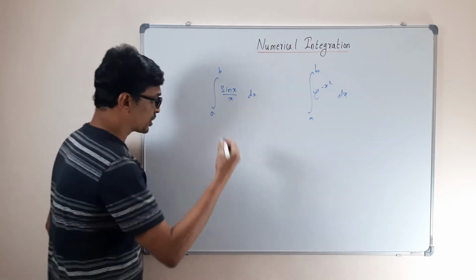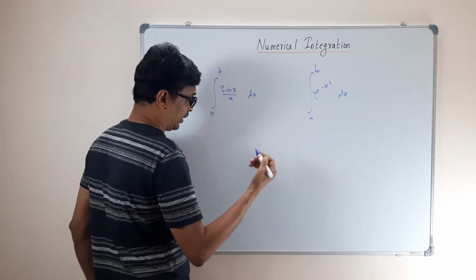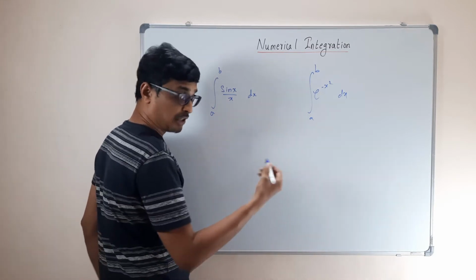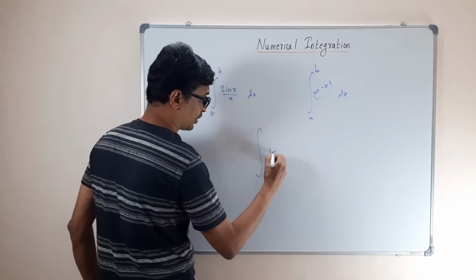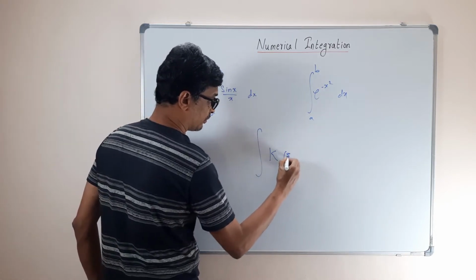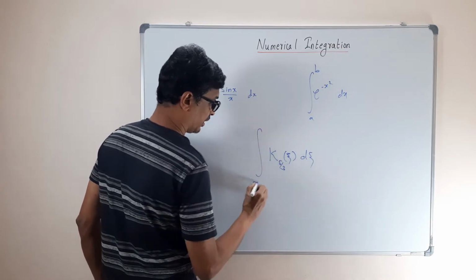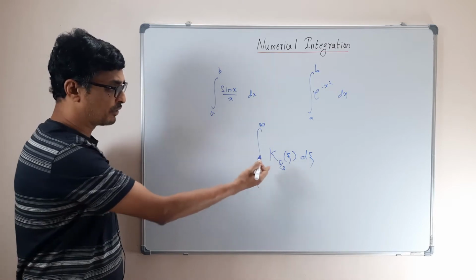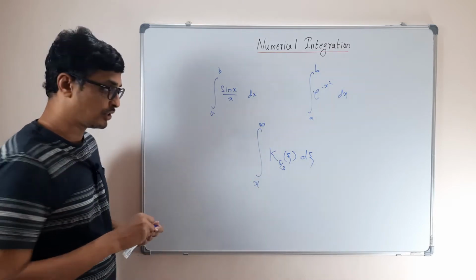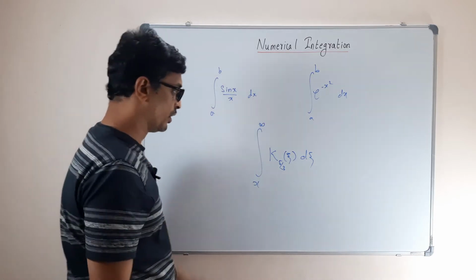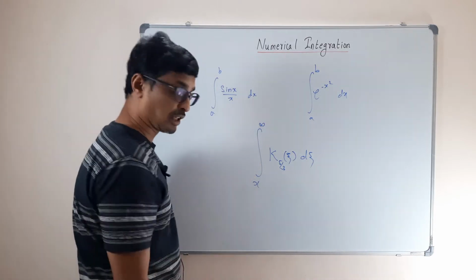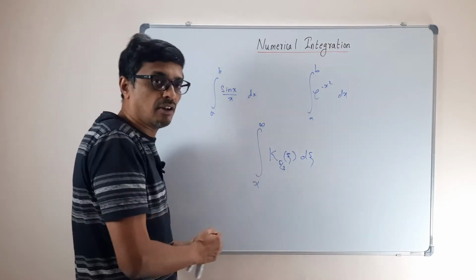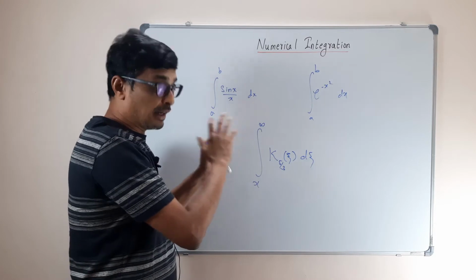One of the common functions people face when studying synchrotron radiation is K 5 by 3 of x, integrated from x to infinity. This is your modified Bessel function of order 5 by 3. You usually face this when trying to solve for synchrotron emission from a relativistic electron population. These are all problems we face in physics which we cannot solve analytically.